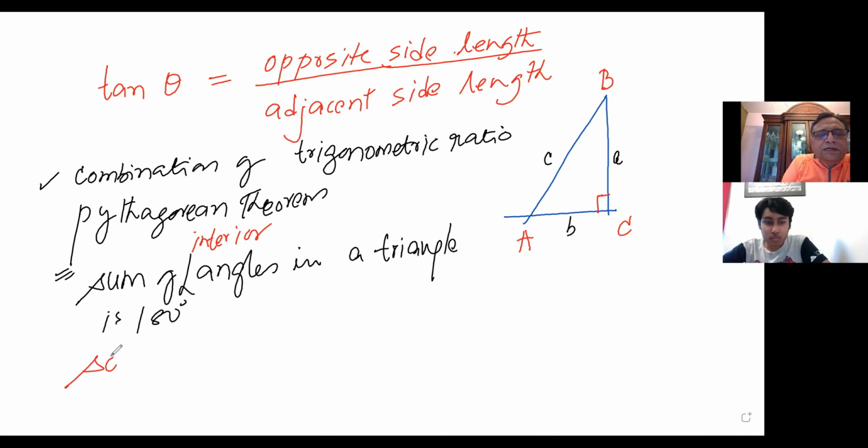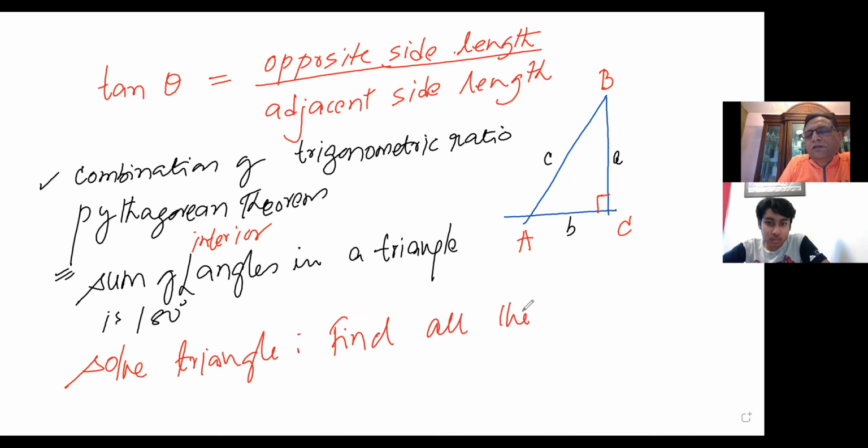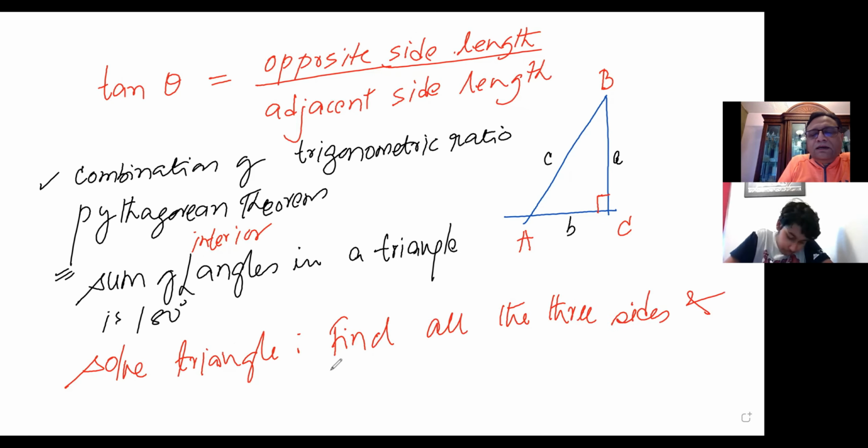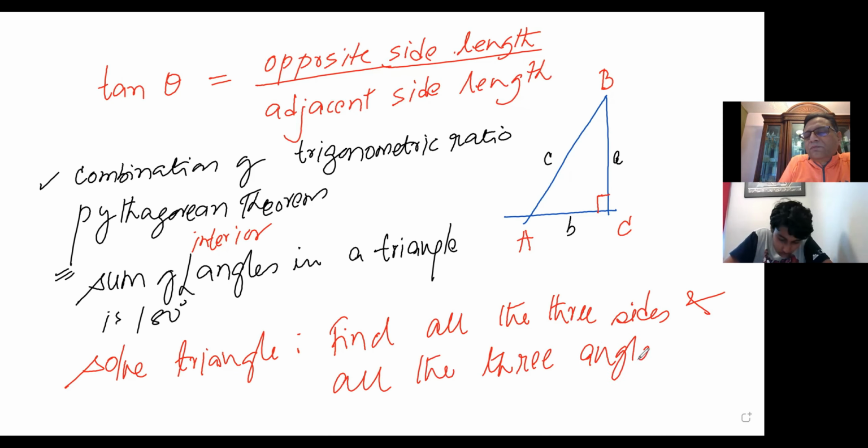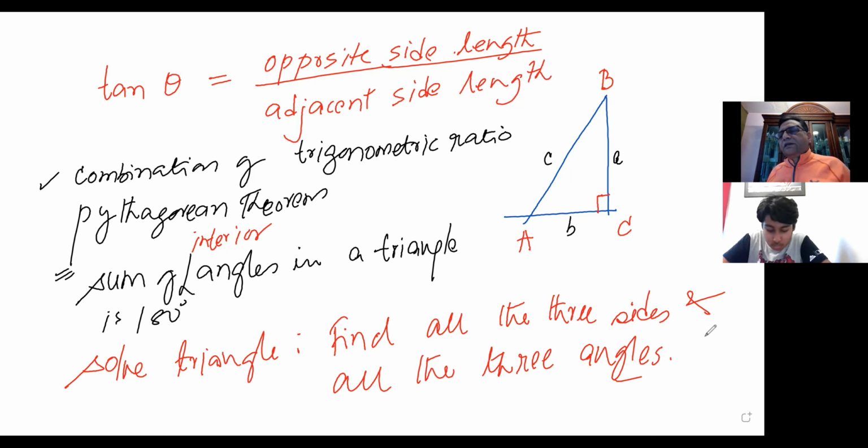And when I say solve a triangle, we mean find all the three sides and all the three angles. Is that clear to you? So whenever we say solve the triangle, you have to figure out all the 6 parameters of the triangle, which is the length of each side and the measurement of each angle. Is that clear to you?